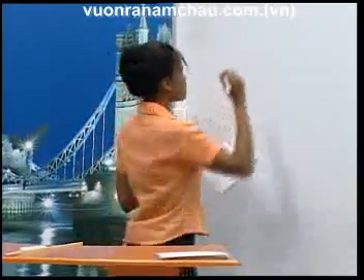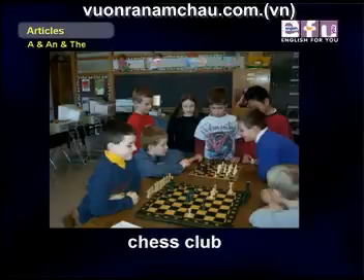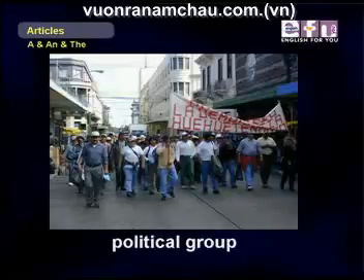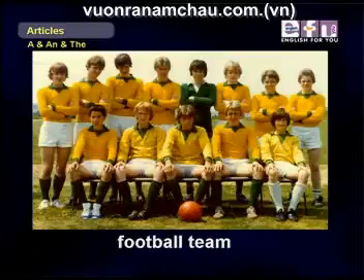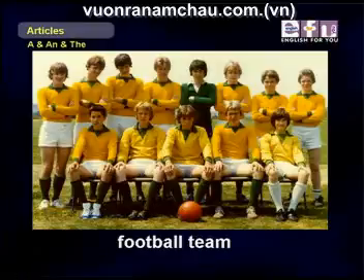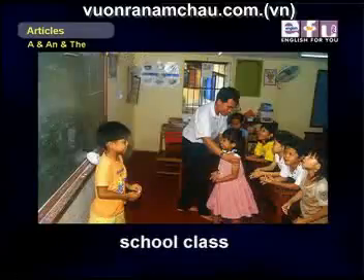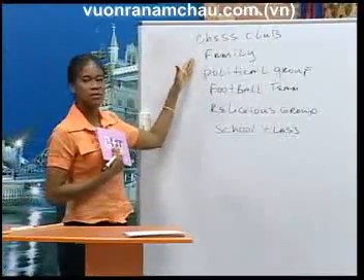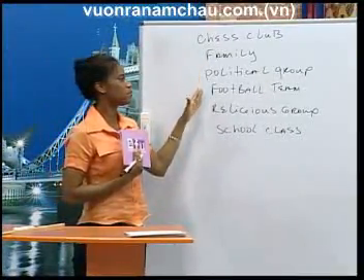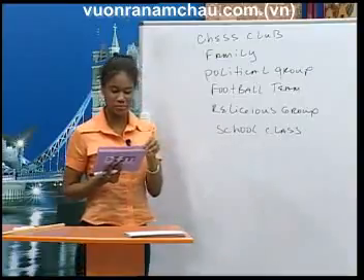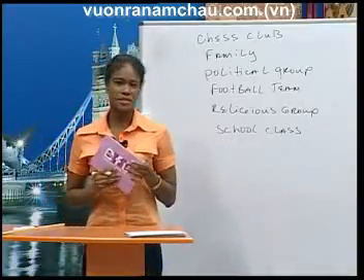Okay, so let's look at our list. First we have the chess club, and we have our families. We can also belong to political groups, maybe a football team, and religious groups, and our school class. Okay, so we have the chess club, family, political group, football team, religious group, and school class. Okay, let's look at some sentences about these groups.